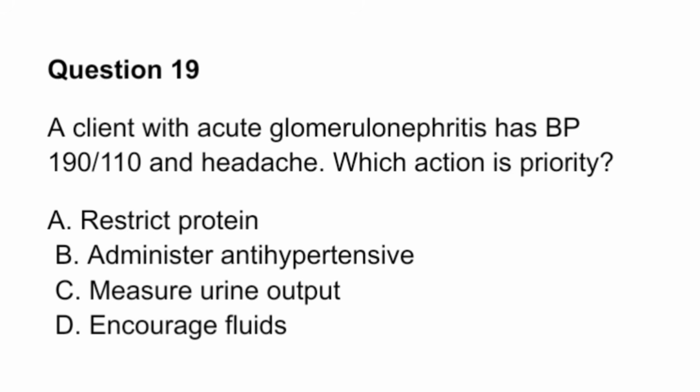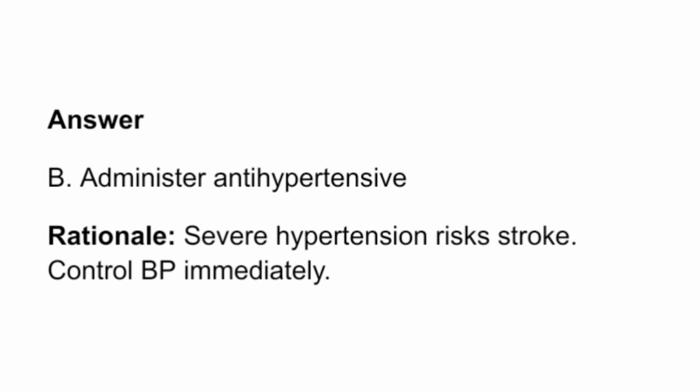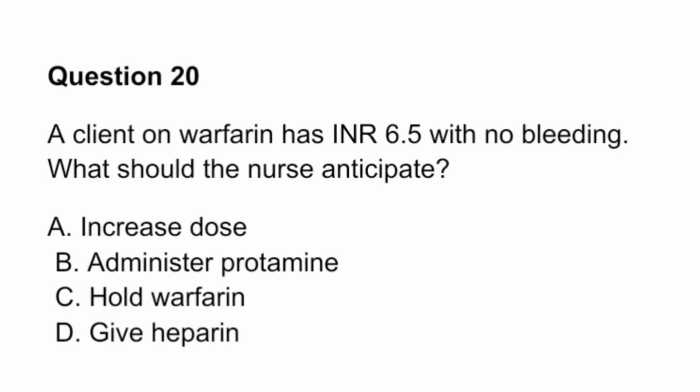Question 19. A client with acute glomerulonephritis has BP 190/110 and headache. Which action is priority? A. Restrict protein. B. Administer antihypertensive. C. Measure urine output. D. Encourage fluids. Answer. B. Administer antihypertensive. Rationale. Severe hypertension risks stroke. Control BP immediately.